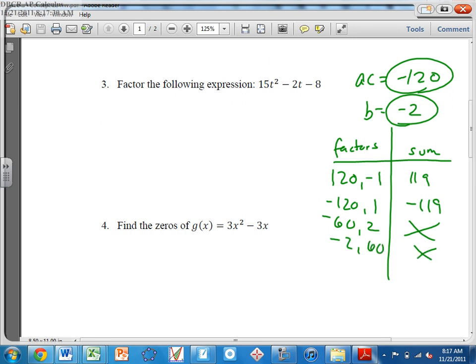So I want to start eliminating choices. I can try 30 and 4 or 40 and 3 or negative 4 and 30. Okay? But those are also not going to work.